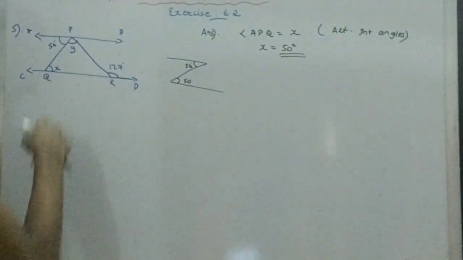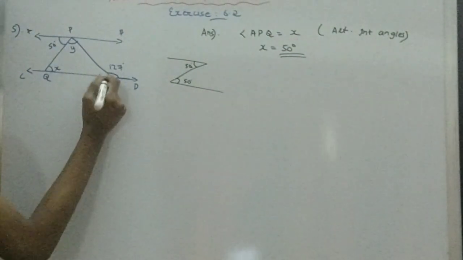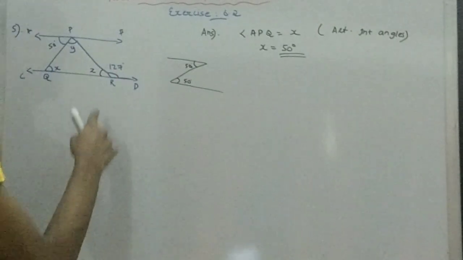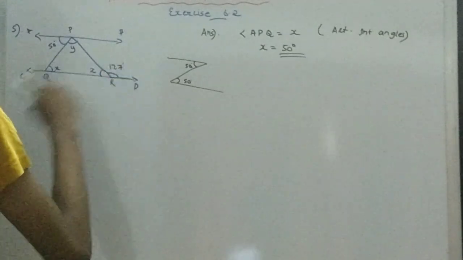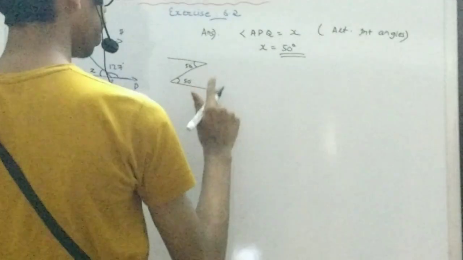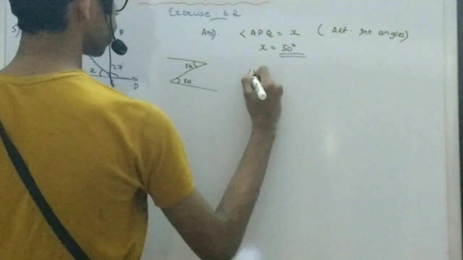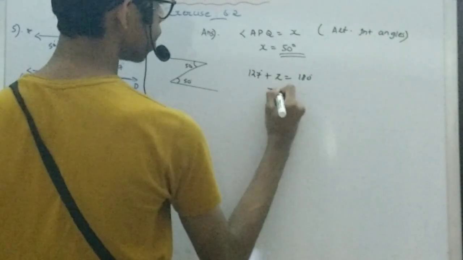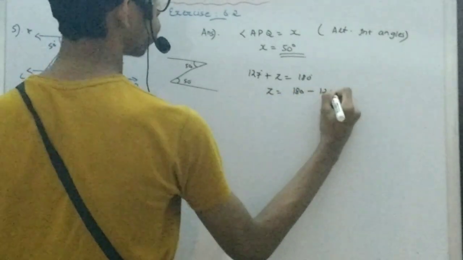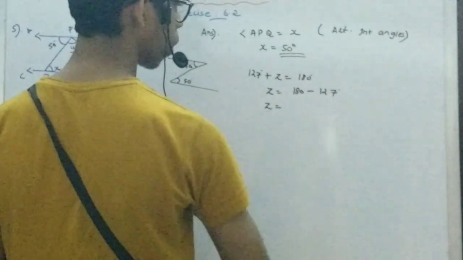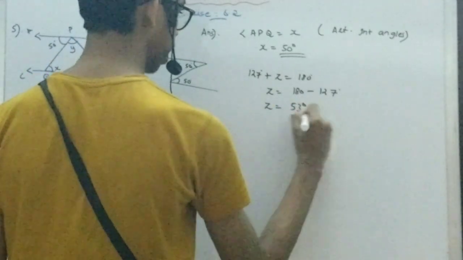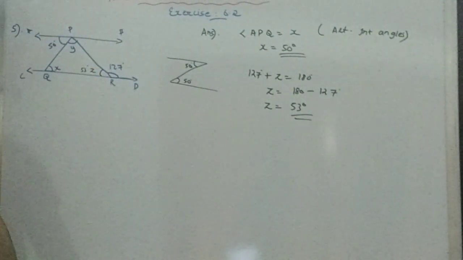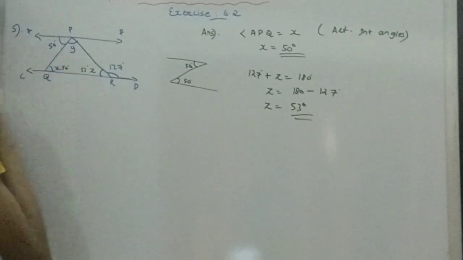Now we need to find y. But before that, first of all, let's find out what this angle is. Let us take this angle as z. Here if you see this angle z and this 127 degrees, they are forming a linear pair, isn't it? So from here I can write 127 degrees plus z is equal to 180 degrees, and z is equal to 180 minus 127 degrees. So 180 minus 127 is 53 degrees. So from here you got z is equal to 53 degrees, and x we have found is equal to 50 degrees.